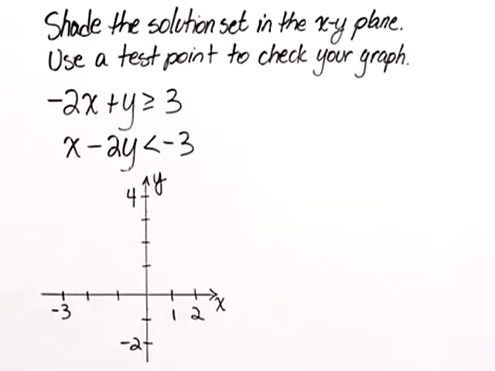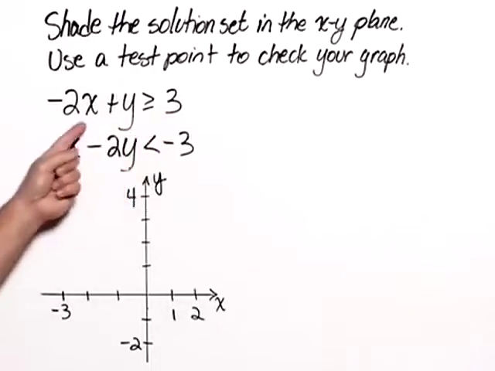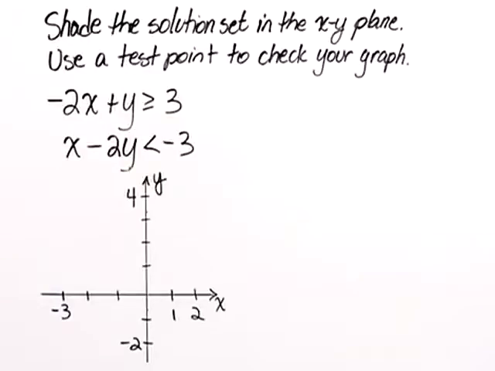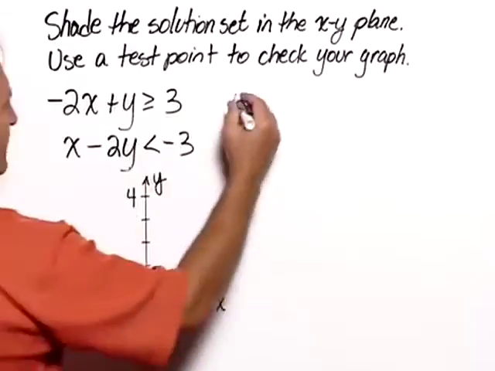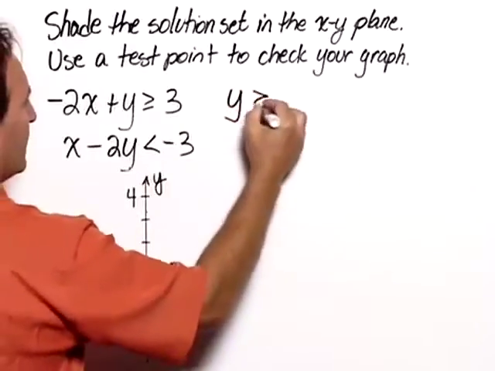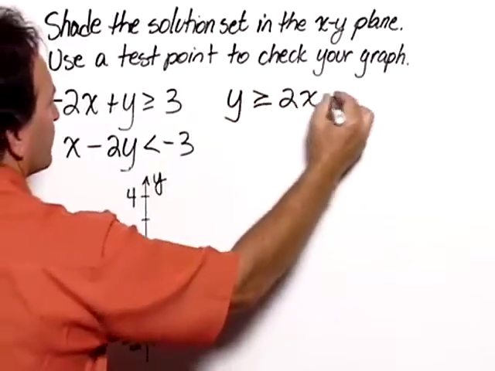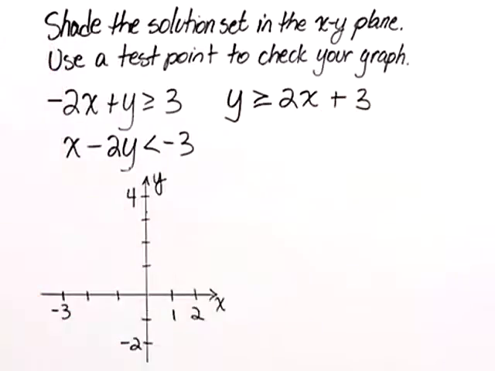less than negative 3. So, to graph the first one, let's first put it in slope-intercept form. And that means we would need to add 2x to both sides, giving us the result y is greater than or equal to 2x plus 3.